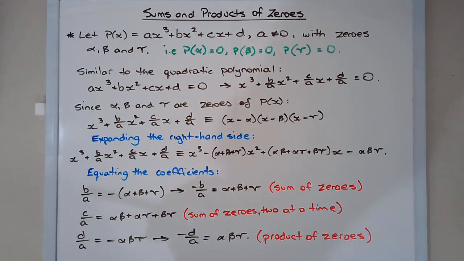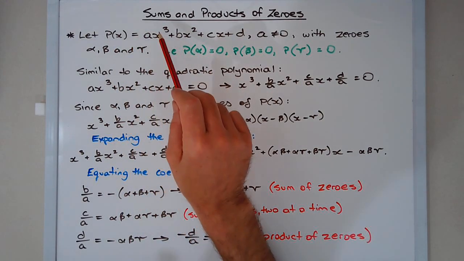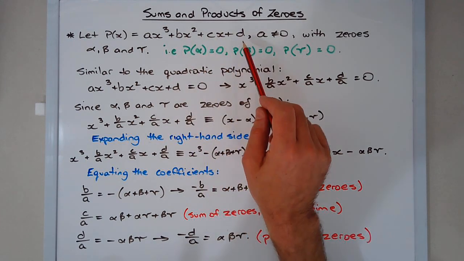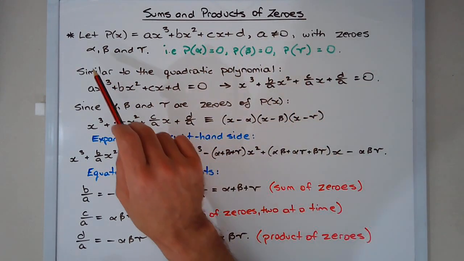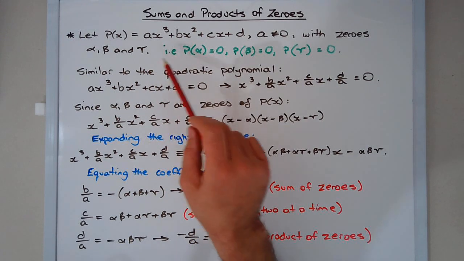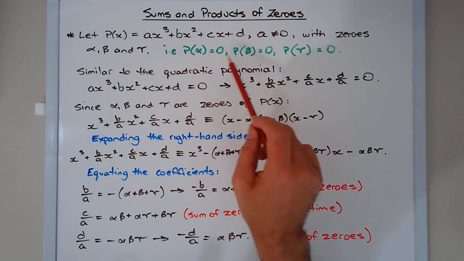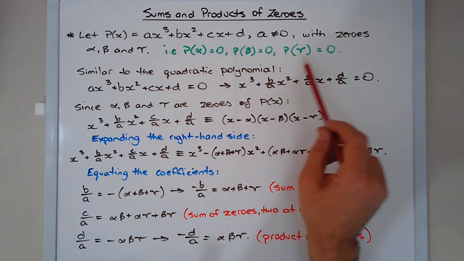Let's consider the cubic polynomial p of x equals ax cubed plus bx squared plus cx plus d, where a does not equal 0, with zeros alpha, beta, and gamma. So in other words, p of alpha is equal to 0, p of beta is equal to 0, and p of gamma is equal to 0.